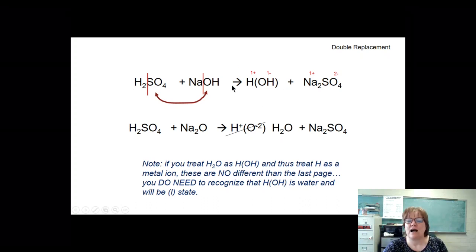Note that when I come up with this, if I use a double replacement strategy, I come up with a formula of HOH. You need to recognize that's really water. That's H2O. So it's going to be written as H2O, but when you're doing double replacement, it makes more sense to treat it as HOH. So I can use the double replacement methodology to get the products and then recognize, oh, this is a neutralization reaction.